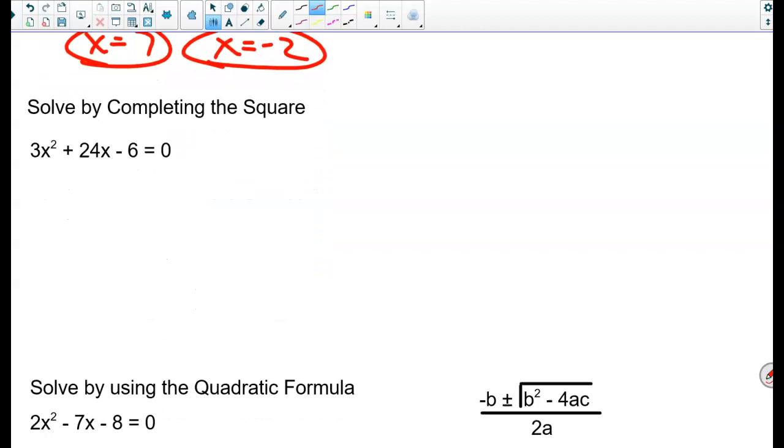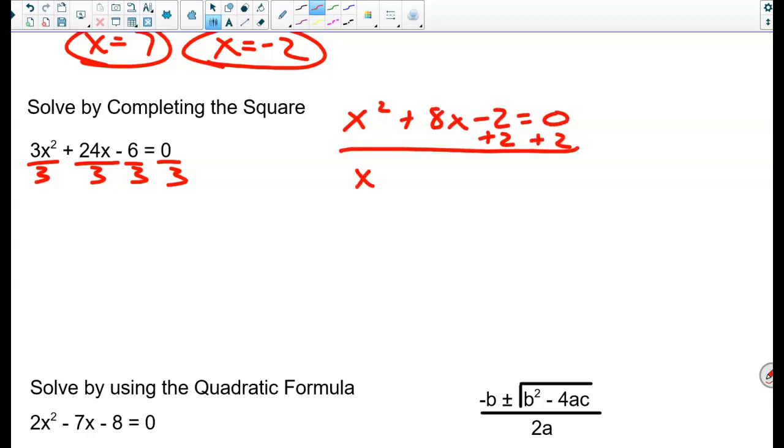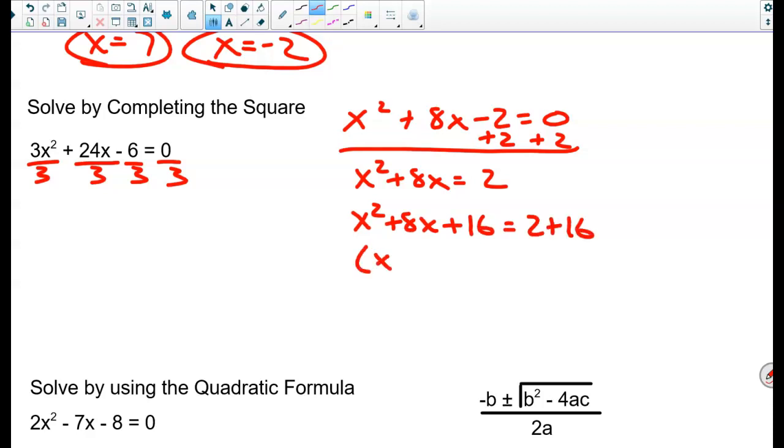Completing the square, we need to have a 1 in front of our x squared. So we divide everything by the coefficient in front of the x squared, which in this case is 3. And I'm left with x squared plus 8x minus 2 equals 0. I'm going to add 2 to both sides. Move that constant over. And then it's half of 8 squared. Half of 8 is 4, squared is 16. Now I add 16 to the other side. X squared plus 8x plus 16 is x plus 4 squared equals 18.